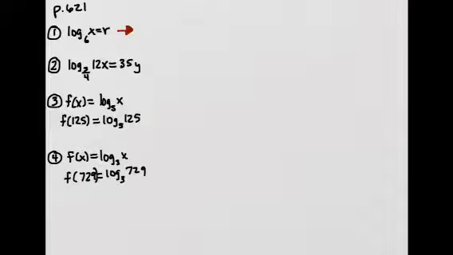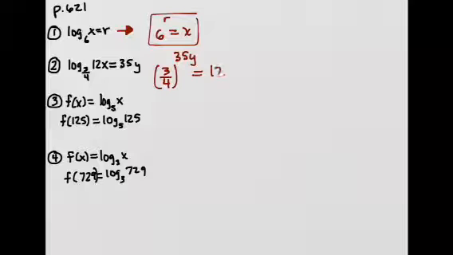Okay, on page 61, for the first couple, you're just going to convert the form from log to exponential. So for number 1, you're going to write the base is 6, the exponent is r, and it equals x. And that's the answer. For number 2, the base is 3/4. The exponent is, and I'll just put parentheses, 35y, and that equals 12x.